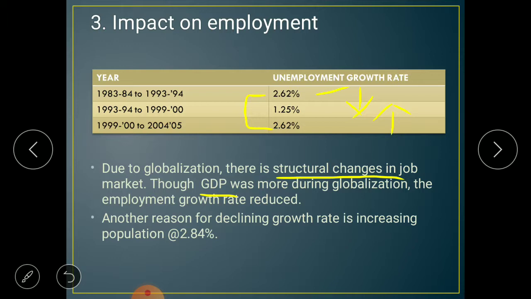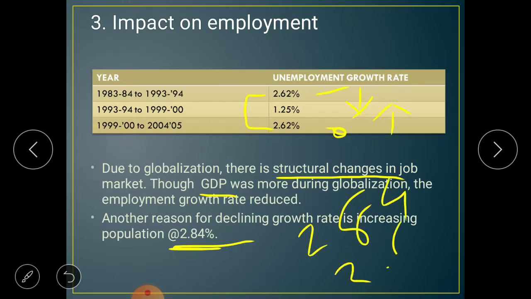Another reason for the rising unemployment growth rate is that our population increases at 2.84%. See, we can say that this is the biggest contributor to the increase in unemployment, that our population increases at 2.84 percent. If we nullify the effect of population, then there will be zero unemployment. See, definitely job opportunities have increased because population is increasing at 2.84%, but unemployment is just 2.62 percent. Still there is a gap of 0.2 percent. Yes or no? So we can say that employment is increasing, but unemployment is increasing because the population in India is increasing.